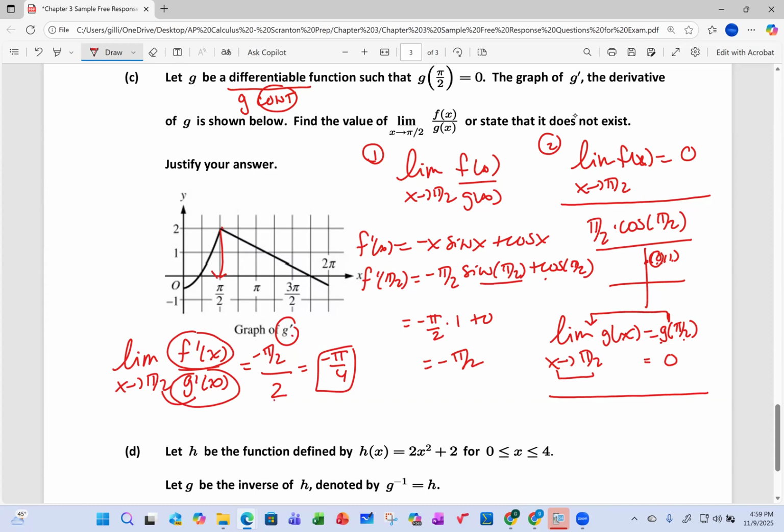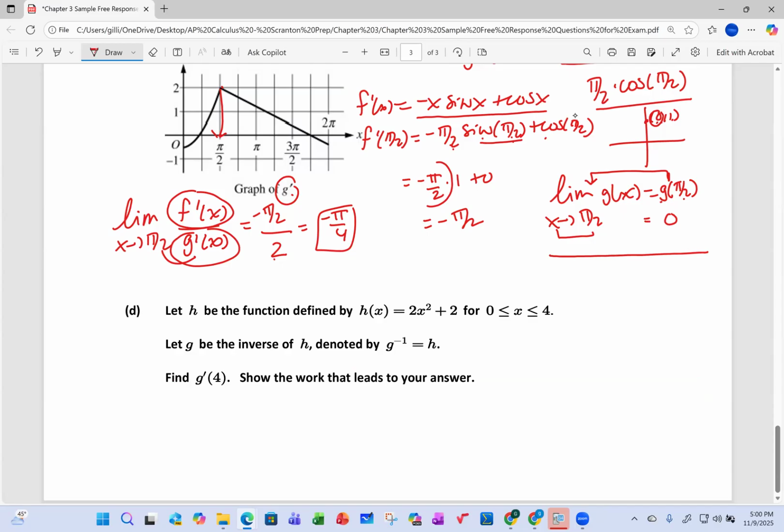And then I had to take the derivative, which I found before. No need to redo it all over from scratch. But this time I had to replace x with pi over 2. And the sine of pi over 2 is 1 times negative pi over 2 is negative pi over 2. And the cosine of pi over 2 is 0. And in part D, again, I made these up on the fly. Let's see how they work out.